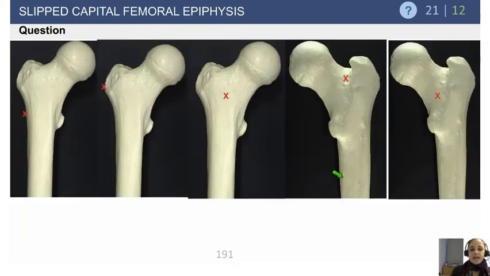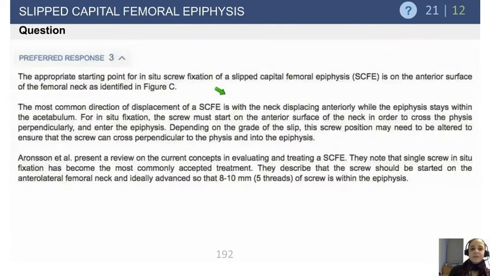So first thing we know is that our metaphysis displaces anteriorly, and that puts our epiphysis behind. So we know that we're not going to want to start our screw behind because our epiphysis is already back there. So we already know these two we can rule out. Now, these two we can rule out because they're both posterior. Now, if we choose this starting point or this starting point, we will not wind up center in the epiphysis because we know that the epiphysis is behind. So in order to get to center on the epiphysis, we have to start anterior on the femoral neck.